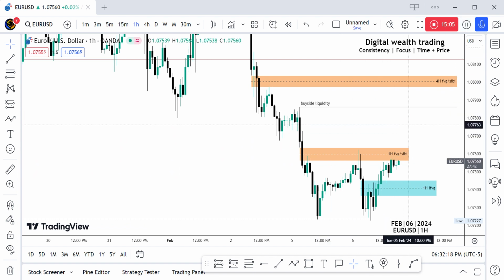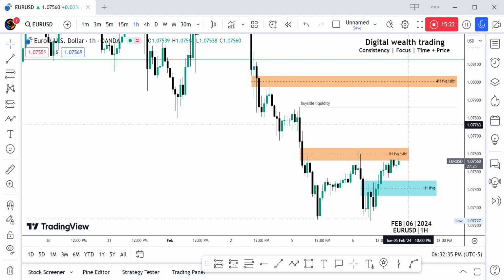So let's see this. This is the euro US dollar hourly contract. The euro US dollar hourly contract shows nicely the intraday price delivery for Tuesday 6th February 2024.